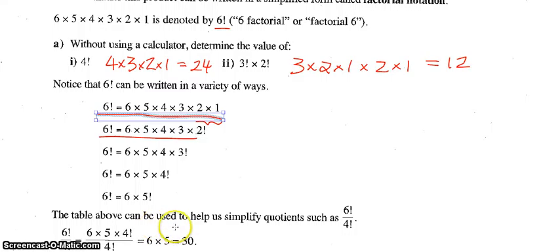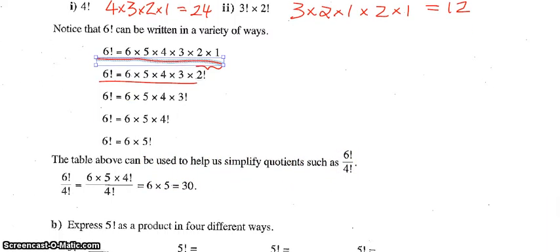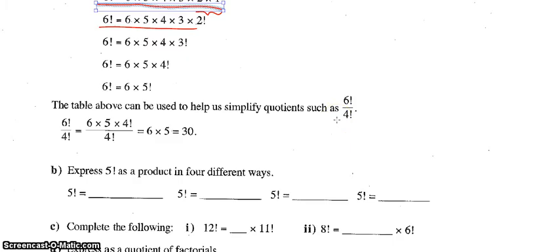So the table above can help us to simplify quotients such as this. If I have 6 factorial and 4 factorial, what do I do? First, you pick the one that has the bigger factorial, and then you expand it, but you stop when you have the same factor as the other one.